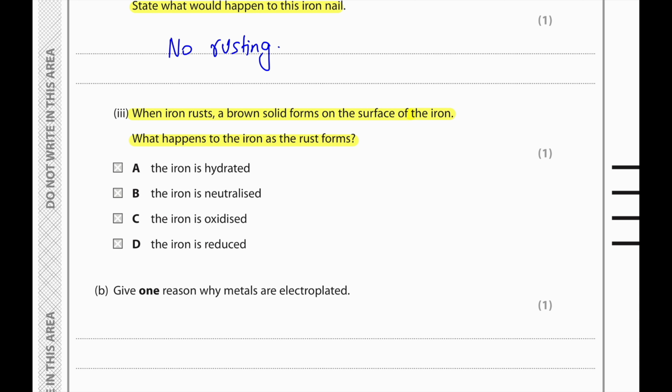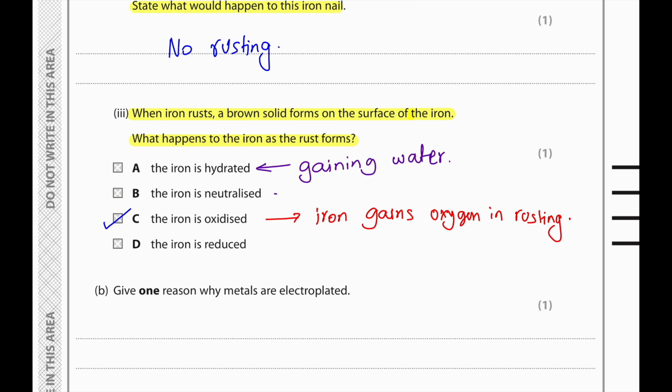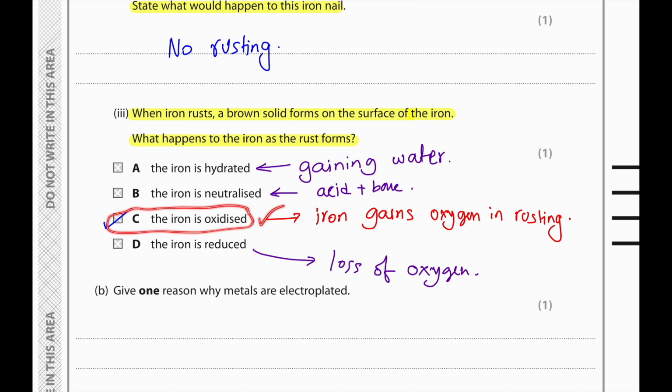So basically, iron gets oxidized, and at the same time, we will say because it gains oxygen, iron gets oxidized when it rusts. Hydrated is gaining water, and neutralization is the reaction between an acid plus a base, whereas reduction is loss of oxygen. That's why C, iron is oxidized, is the best possible answer from the options.